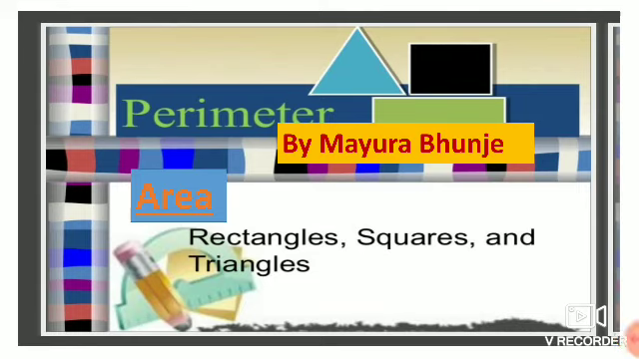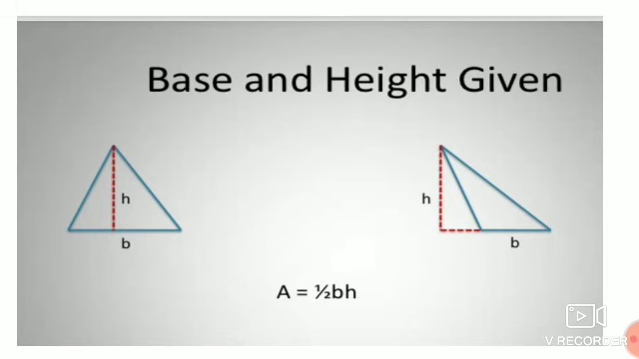Area of rectangles, square and triangles. Let's see first triangle. Here two triangles are shown. In this triangle, one dotted red line is drawn on the side. This side is called the base of the triangle, and this is the perpendicular line to the base.